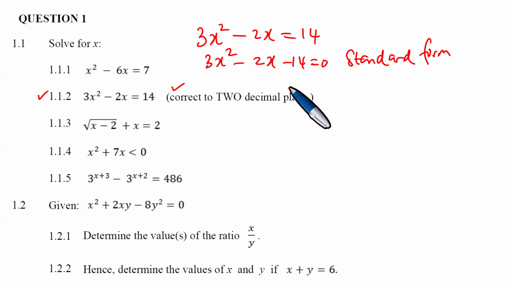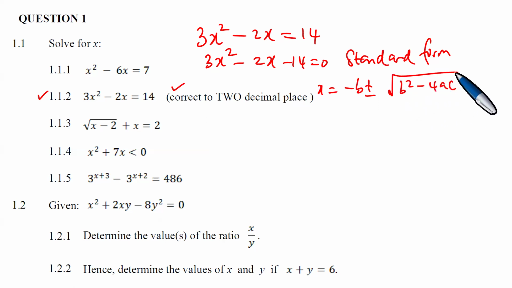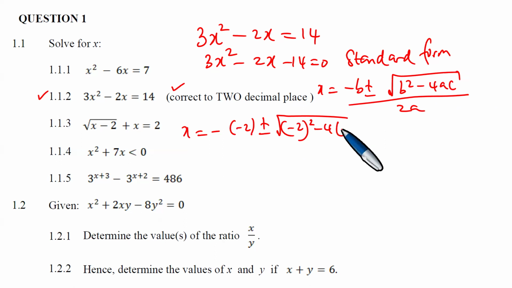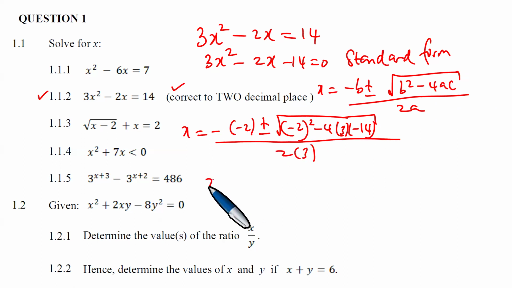Right, this is the correct formula because they've already said correct to 2 decimal places. They've already said correct to 2 decimal places, and so we're going to use the quadratic formula, which is x equals minus b plus or minus the square root of b squared minus 4ac out of 2a, which means x is minus, we have minus 2 plus or minus the square root of minus 2 squared minus 4a. C is minus 14, and you have this 2a, which is 2 plus or minus the square root.